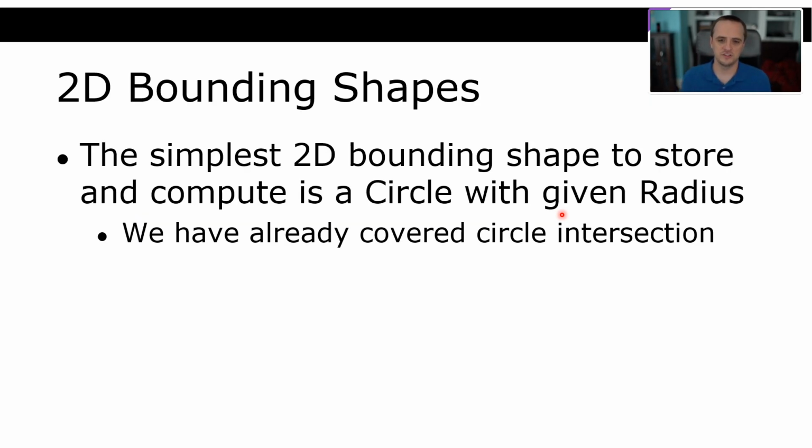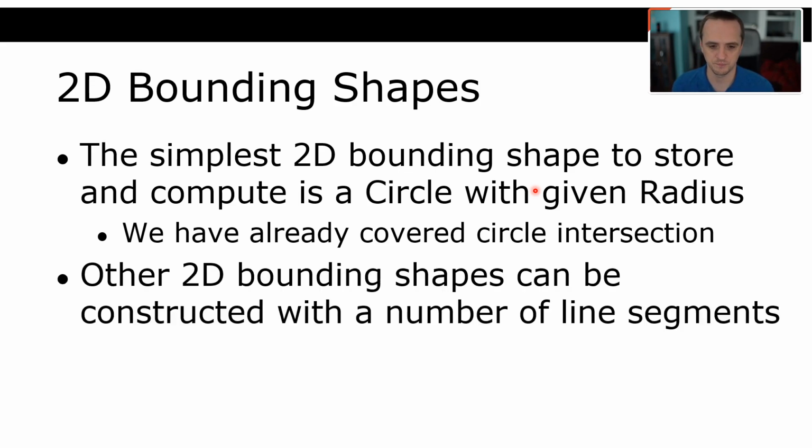The simplest 2D bounding shape to store and compute is a circle with a given radius. We saw that, where we had one circle and another circle, and we just did the very simple math, which took the distance between the circles, and if the distance between the circles is less than the sum of the radii of the circles, then it's colliding. We talked about that in the last lecture, so I won't cover it again.